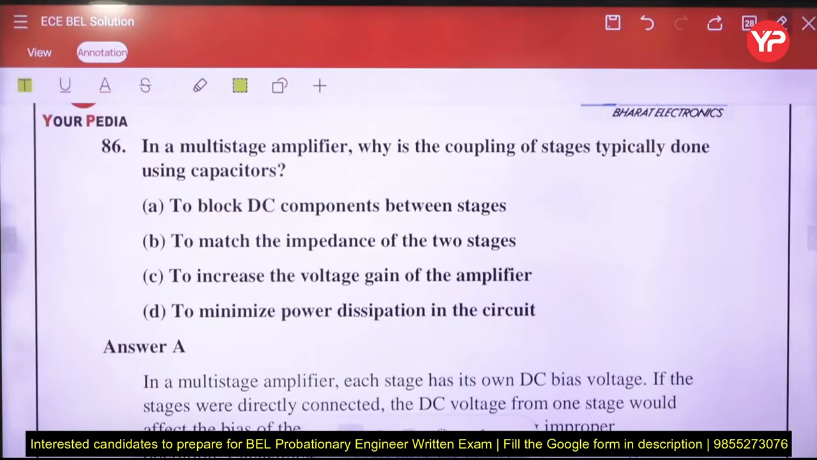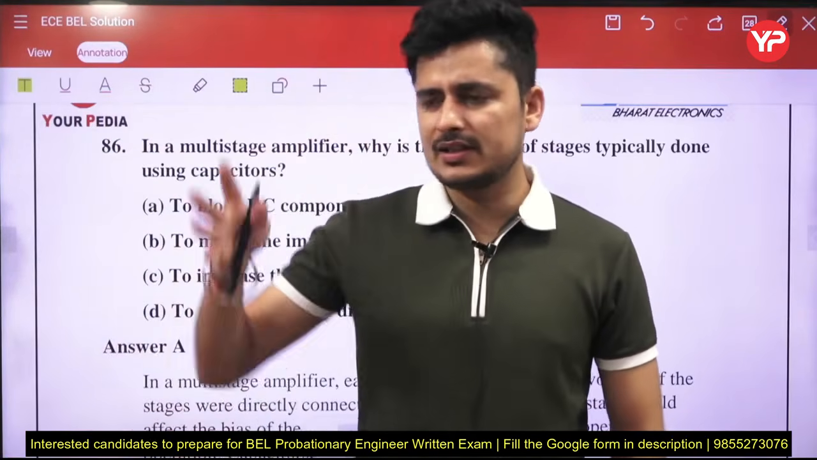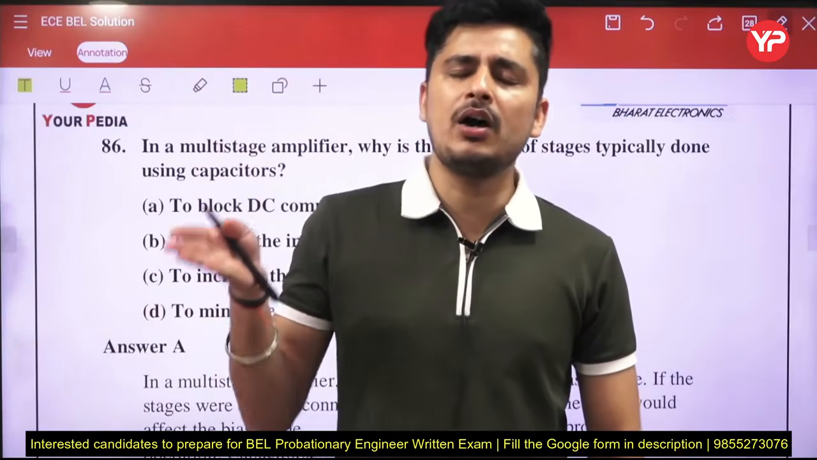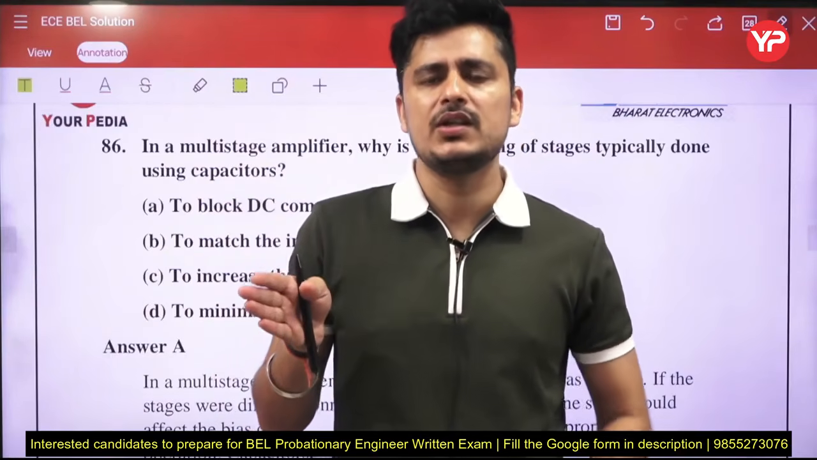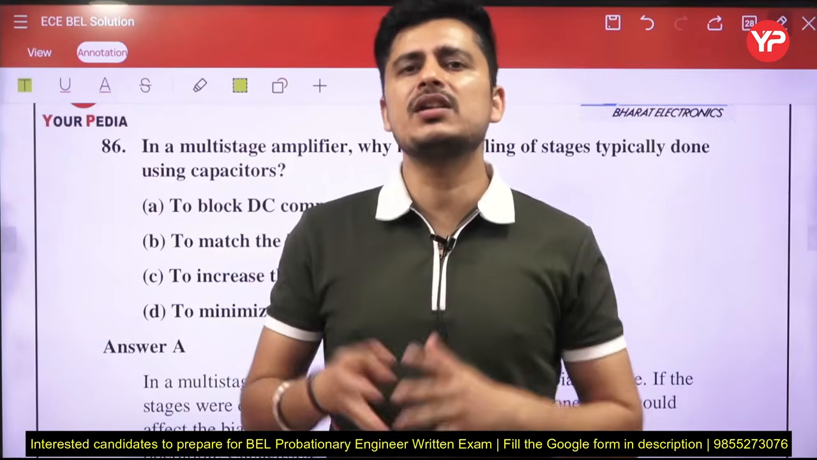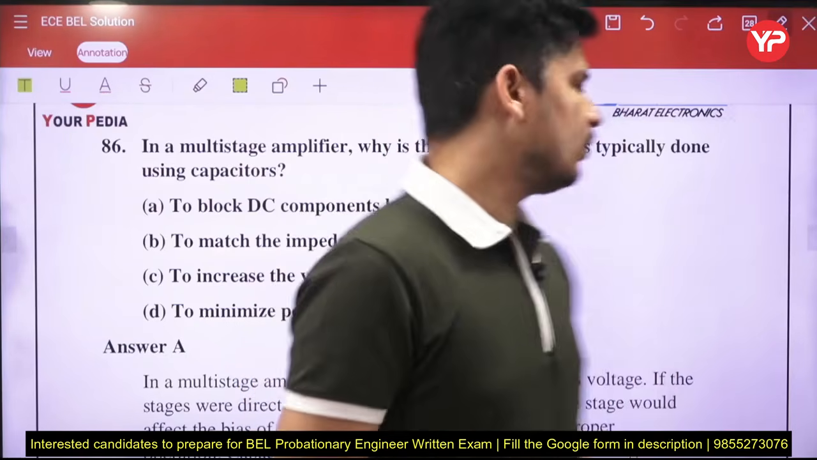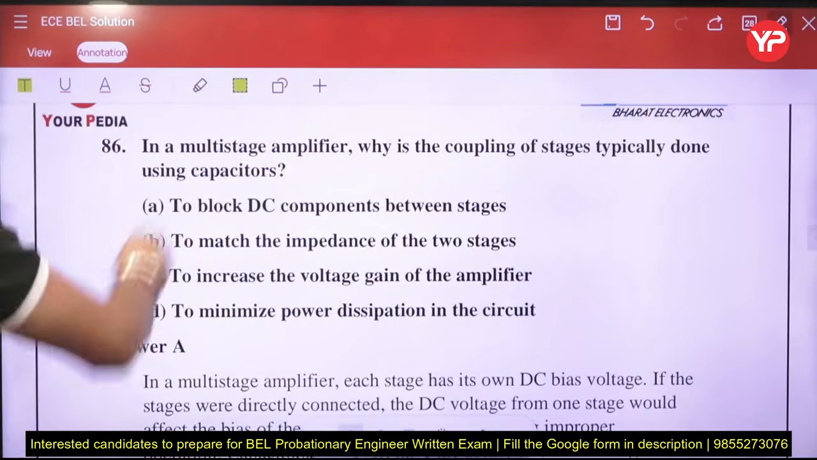In a multi-stage amplifier, why is the coupling between stages typically done using capacitors? See, if some DC output is coming from the output of the first stage, we are using a capacitor in between them, so that it will block the DC. So it will provide you isolation for the DC. So it blocks the DC component between the stages.